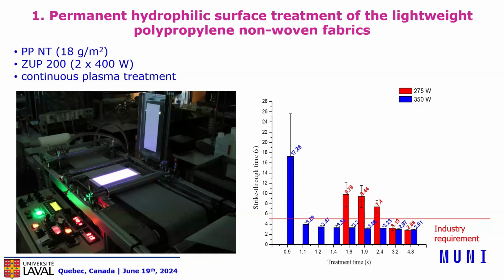In some samples, it was not possible for salty water to go through. But after plasma treatment, you can see that the extraction time is less than 5 seconds with very narrow error bars, which indicates homogeneous treatment, because each value is the average of 10 measurements. So if you have narrow error bars, it means that the 10 samples were homogeneously treated.